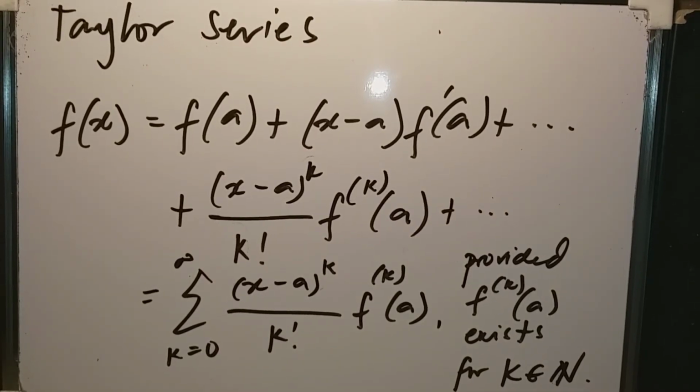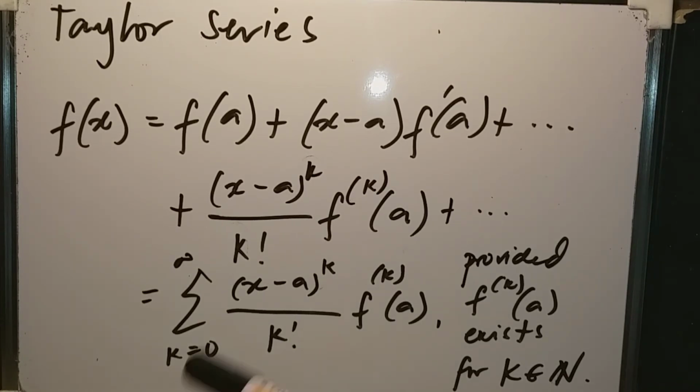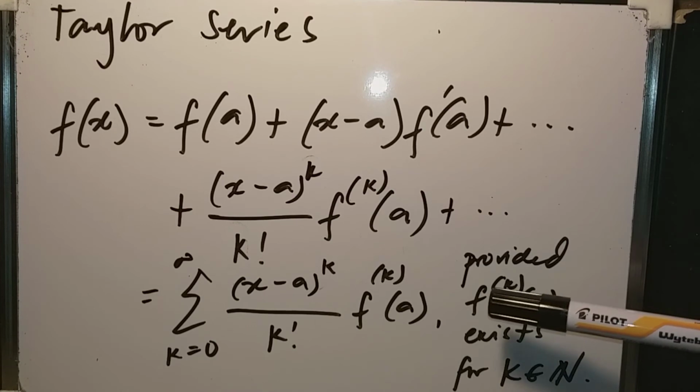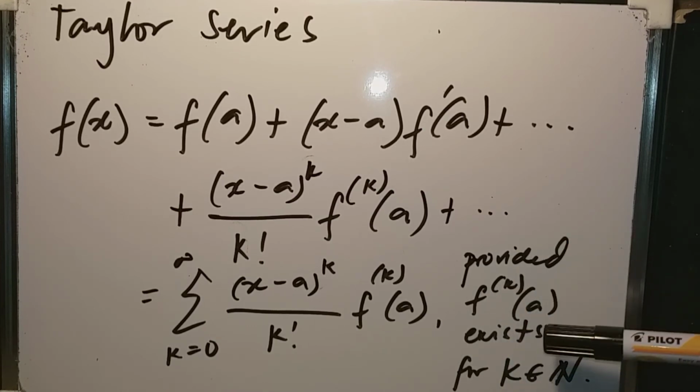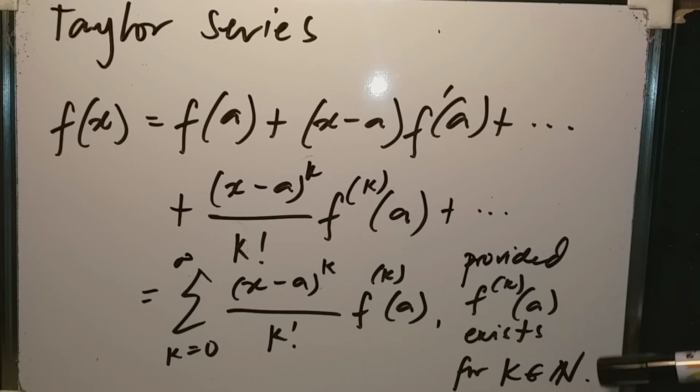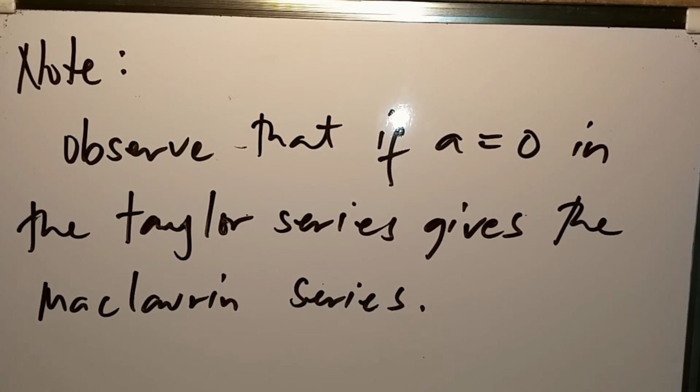And then we have the Taylor series, which has the form f of a plus x minus a times f prime of a plus up to this term plus dot dot dot, or we can write it in this summation notation form, provided that the kth derivative of f at a exists for k an element of the natural numbers. So observe that if a is equal to 0 in the Taylor series expansion, it will give you the Maclaurin series.